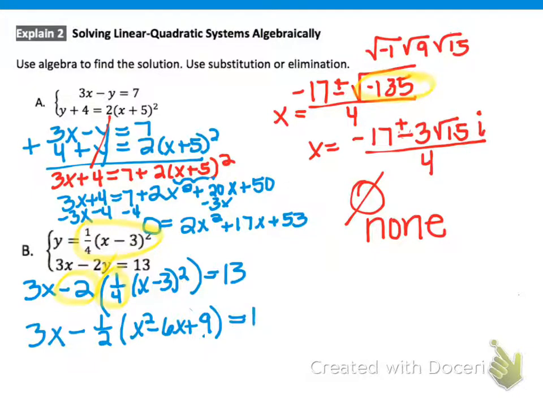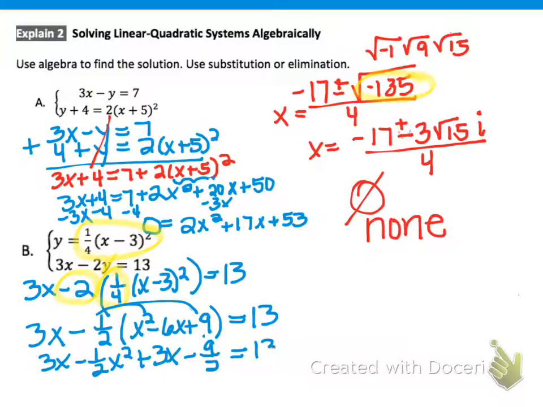And then equals 13. So let's see if we can kind of put all this together now. So let's see, distribute the half through, so that's 3x minus 1/2 x squared plus 3x, because -1/2 I'm distributing through, right? And then minus 9/2 equals 13.